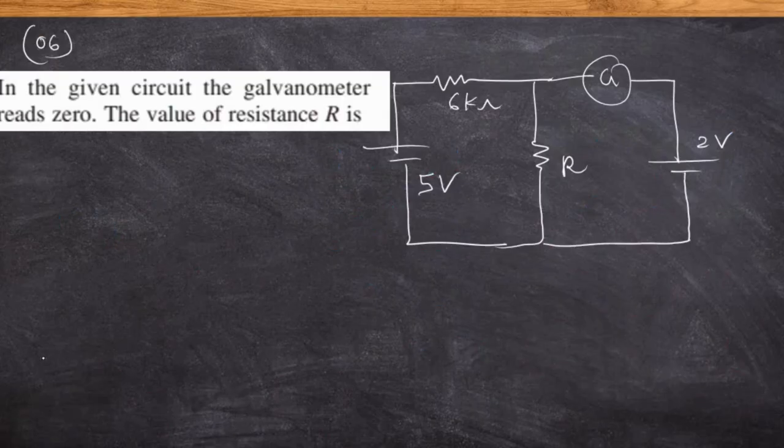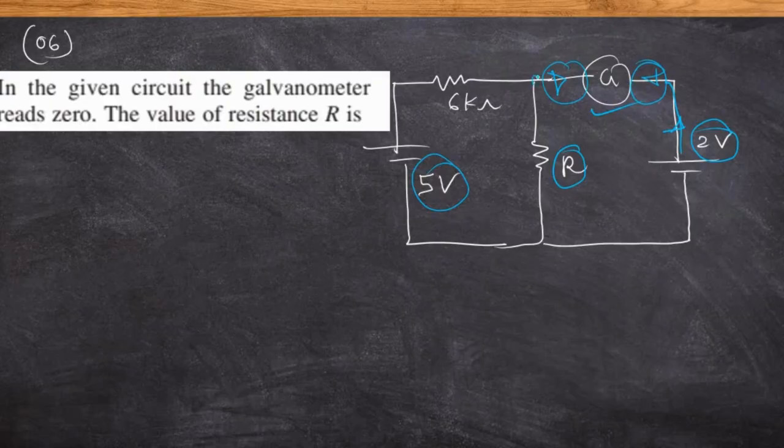Right now we are in the 6th question. In the given circuit, the galvanometer reads 0. Find the value of resistance R. If the galvanometer reads 0, you can see this 2-volt cell will give an EMF towards this direction, and this 5-volt cell also will push some current towards this direction. So once these two come along this path, there will be no current.